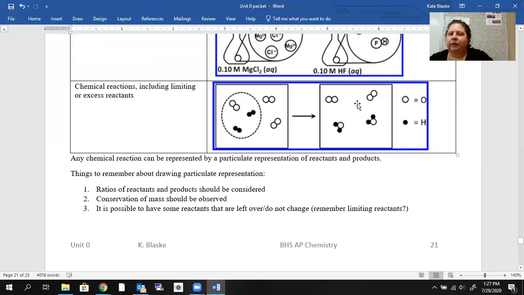Why did they stay that way? Think about that for a second. Those would be oxygens that are excess, because the hydrogen is the limiting reactant. Those oxygens are just sort of hanging out. They're not changing, and so we still have to represent them as excess by being there, but they're not going to be changing as that reaction changes.